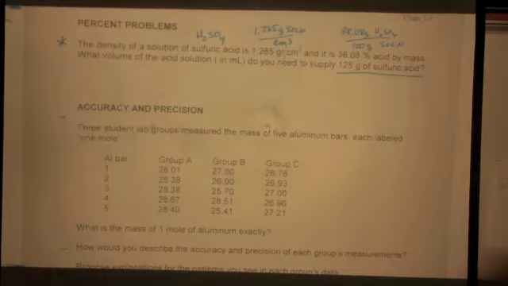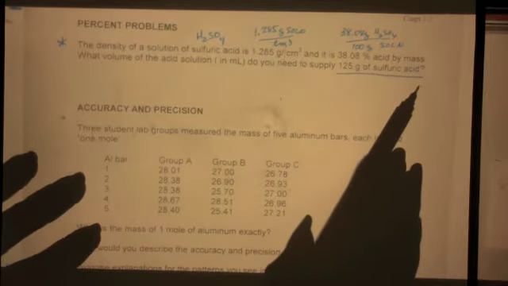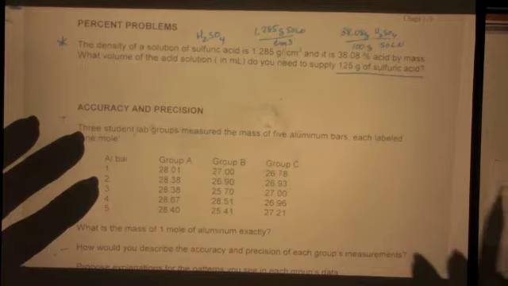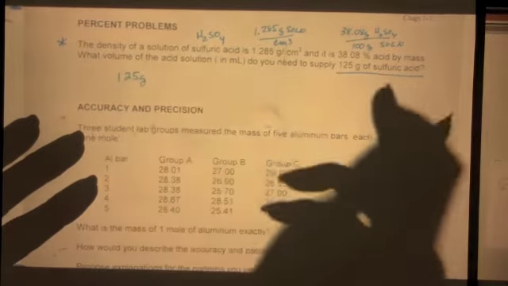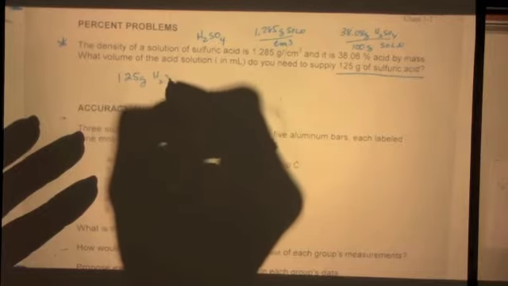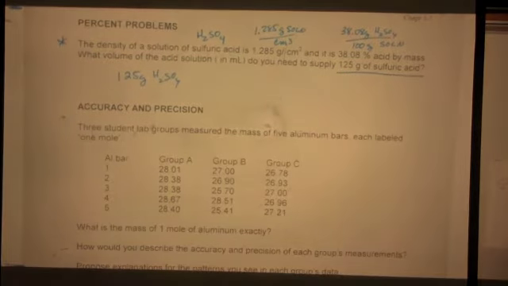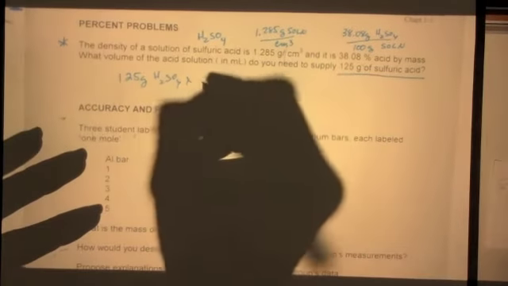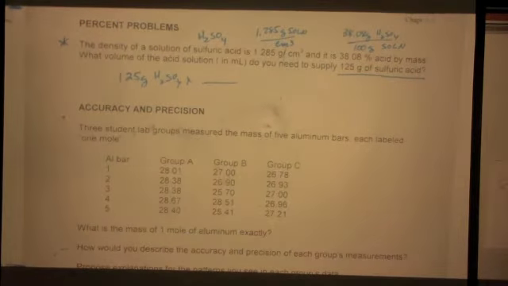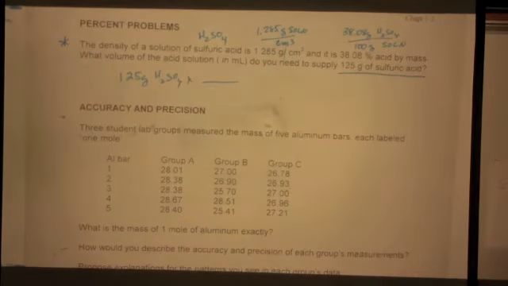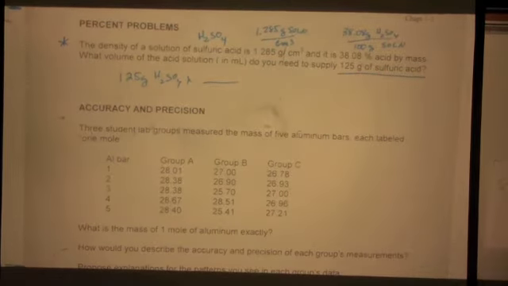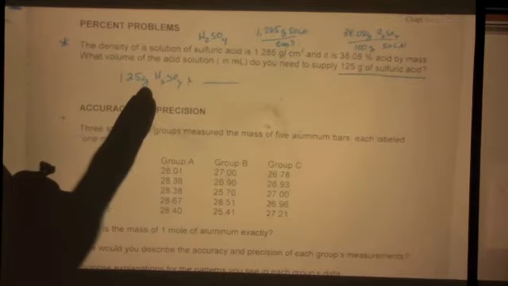I know that I have 125 grams of sulfuric acid. That's what I want to come out with. So I start with 125 grams, and I will use the formula for H2SO4. Now we're going to set up the rest of our values so that we come out with a volume of solution eventually here. What factors could we use to get rid of grams of H2SO4?